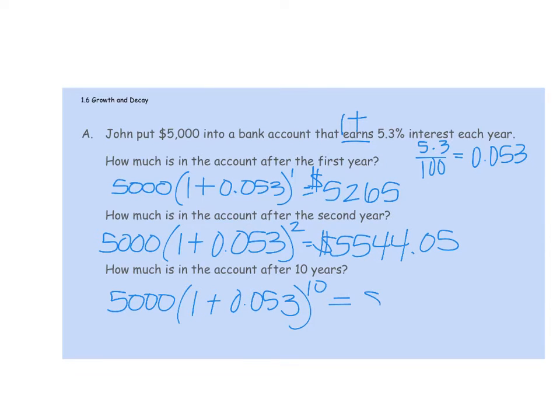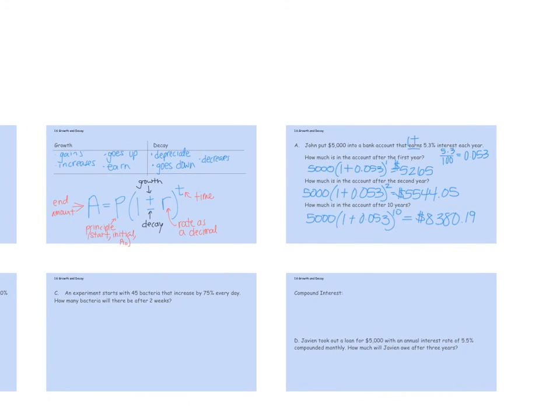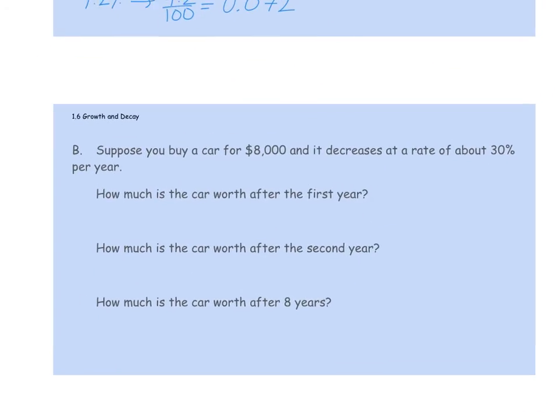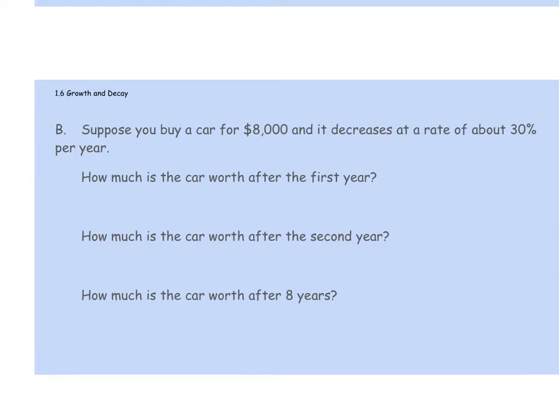And I get $8,380.19. It's 0.187, so I round that up to 19. So just using that formula, determining if it's 1 plus or 1 minus, convert that percent, and then plug and chug. So here, you buy a car for $8,000, it decreases. There's 1 minus. 30% would be 30 over 100, which would be 0.30.